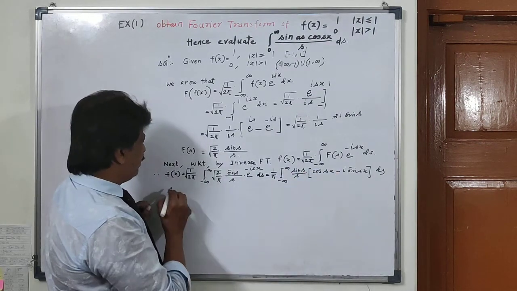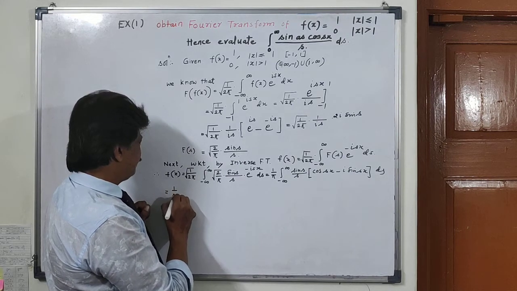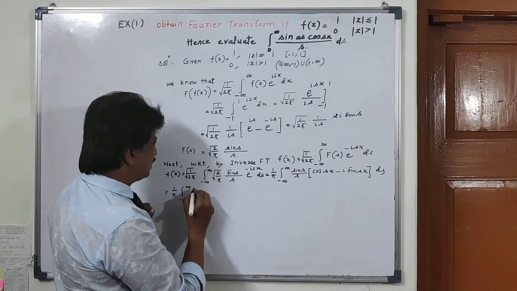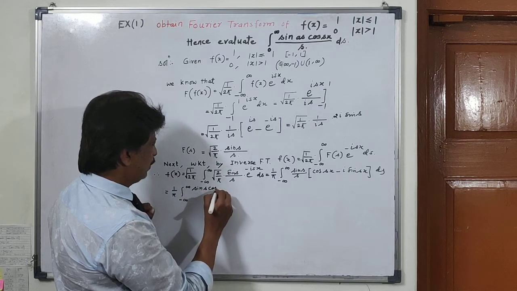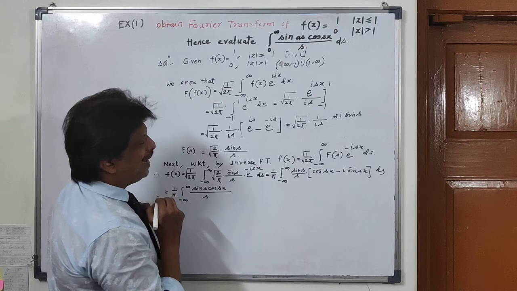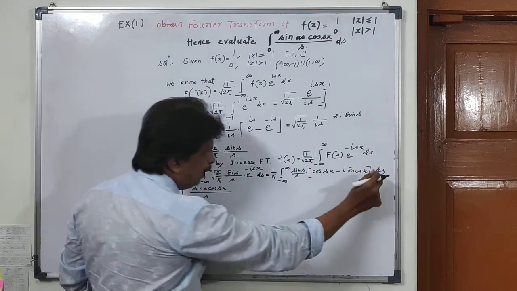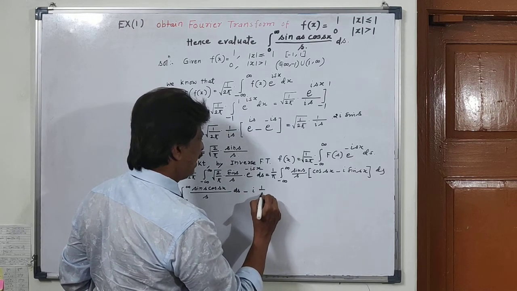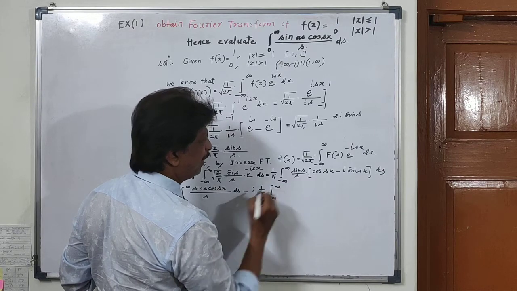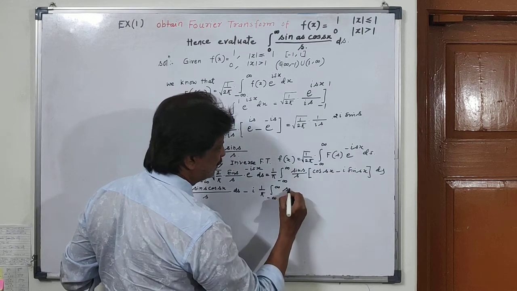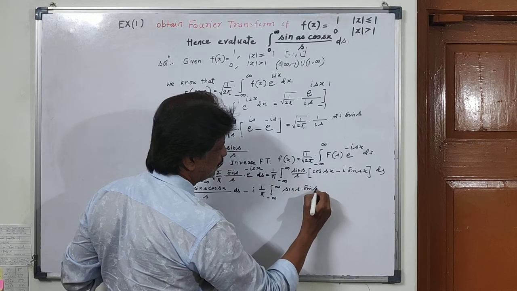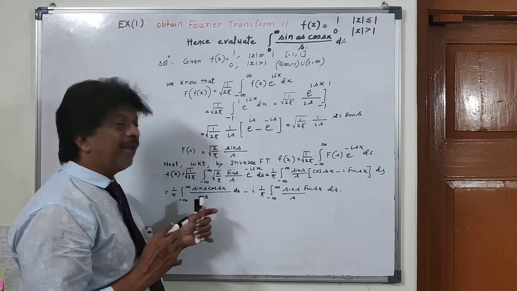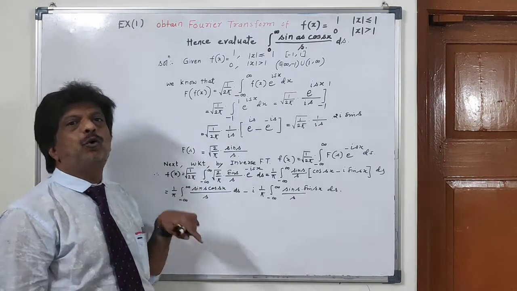अब इसको दो डिफरेंट इंटीग्रल्स में स्प्लिट किया तो 1 अपॉन पाई इंटीग्रल माइनस इंफिनिटी टू इंफिनिटी साइन एस कॉस एस एक्स अपॉन एस ds माइनस आई टाइम्स 1 अपॉन पाई इंटीग्रल माइनस इंफिनिटी टू इंफिनिटी साइन एस एक्स अपॉन एस ऑफ कोर्स ds. बोथ आर इंटीग्रेटेड विद रिस्पेक्ट टू s.